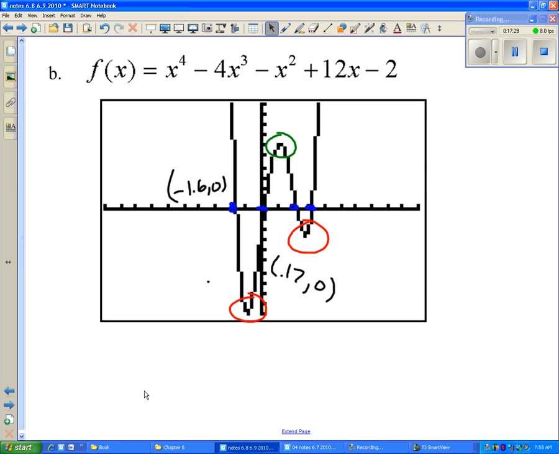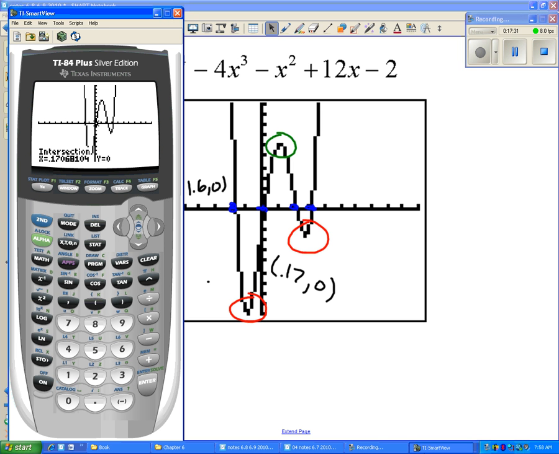My third 0, or x-intercept or root. Second trace to go to calc, number 5 is intersection. I want first curve enter, second curve enter, go over to this point over here. Hit enter. 2.250.